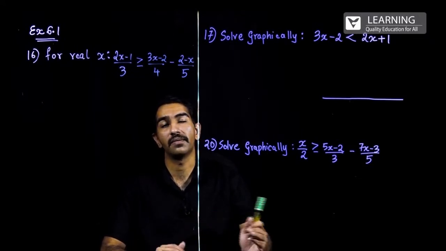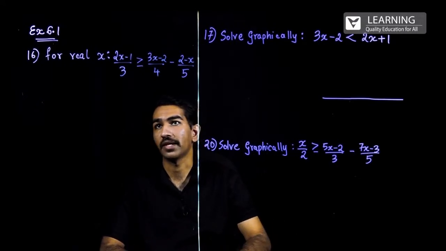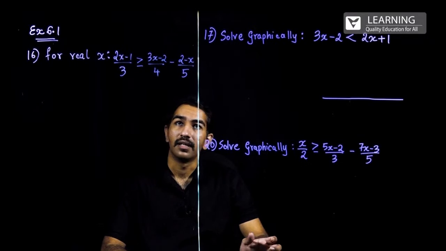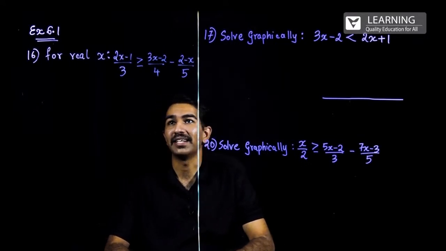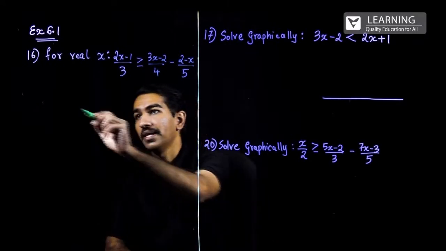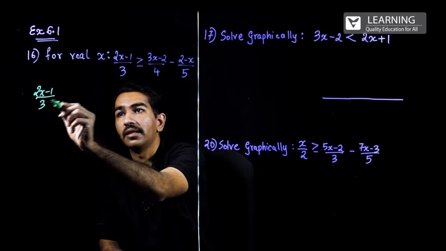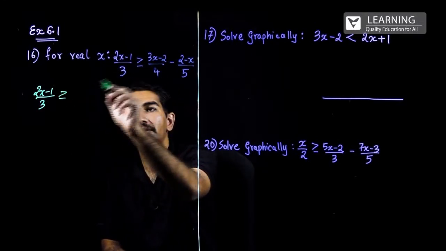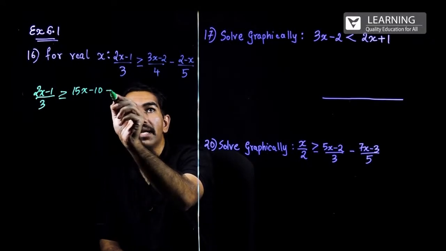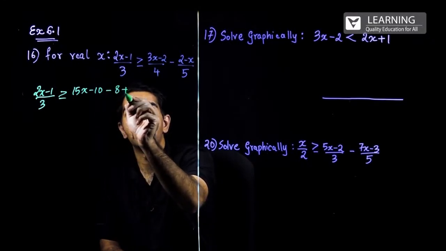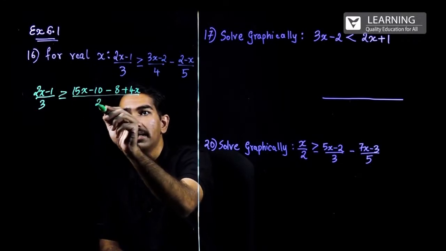Once we finish solving the right hand side, then we can cross multiply and find out the values of x such that those values of x will satisfy the given inequality. Alright, so let us start on the right hand side. Left hand side will be as it is. So here we'll write (2x minus 1) by 3 greater than or equal to (15x minus 10 minus 8 plus 4x), the whole divided by 20.